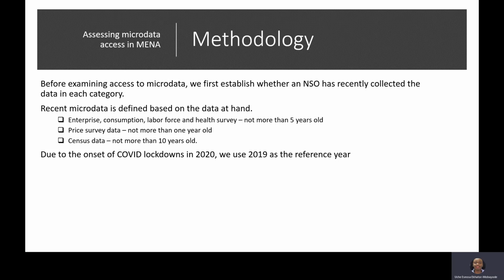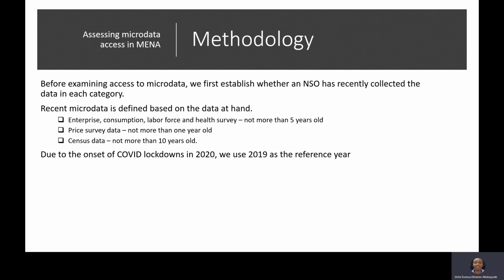For price survey data, typically countries collect this data multiple times in a year, monthly, to calculate CPI or PPI. For our definition, if the data is not more than 1 year old, then it's recent. For census data, typically countries collect this once in every decade. So any data set that is not more than 10 years old is recent.